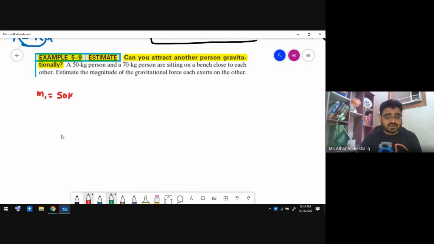It looks like the younger one is 50 and m2 is 70 kilogram. Okay, now these are the two masses. They are sitting on a bench close to each other. When you sit on a bench close to each other, your maximum distance can be half a meter. So distance is not mentioned, but because this is an estimate question, you will say that it is half a meter.